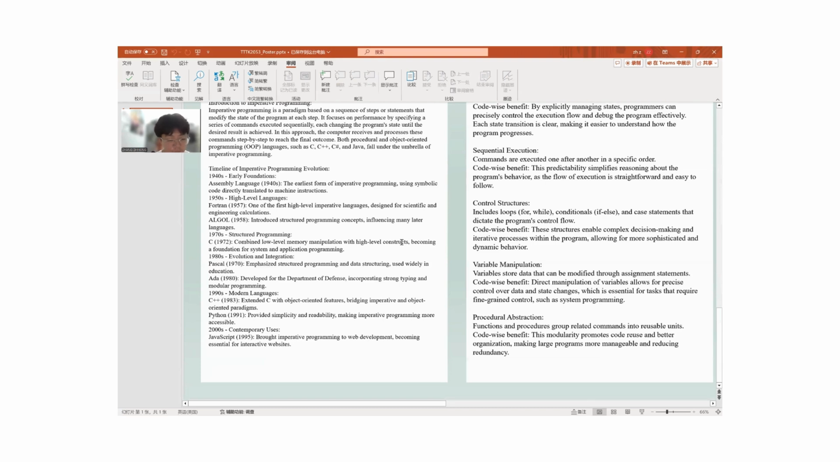1990s, modern languages. C++ extended C with object-oriented features, bridging imperative and object-oriented paradigms. Python provided simplicity and readability, making imperative programming more accessible. JavaScript, 1995, brought imperative programming to web development, becoming essential for interactive websites.